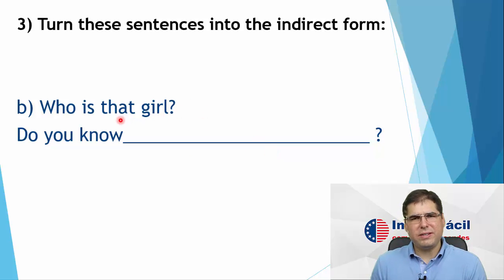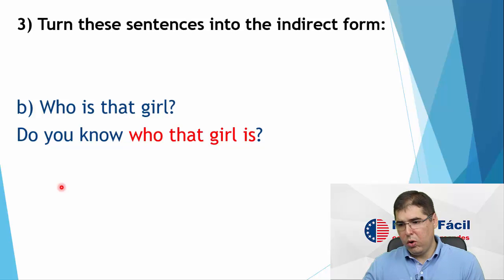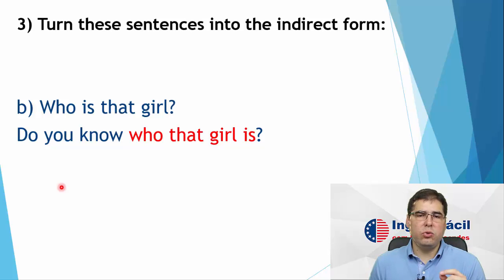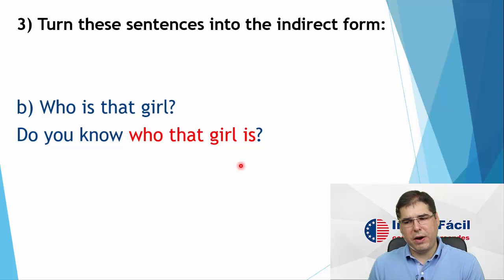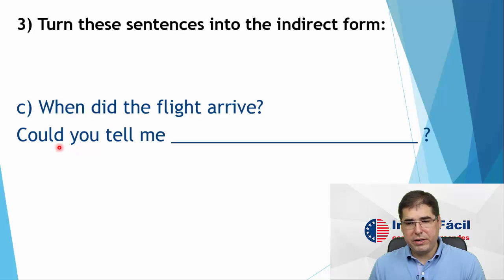B. Who is that girl? Who is that girl? Do you know who that girl is? Very simple, right? Verb to be. It was before the subject here to make the question. And now it goes back after the subject, right? Because the question is already at the beginning. Do you know?